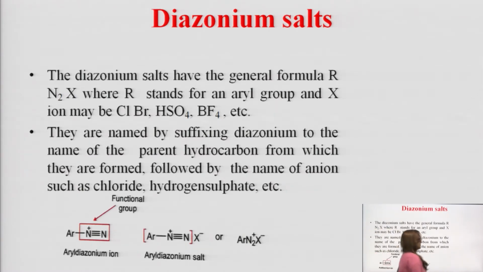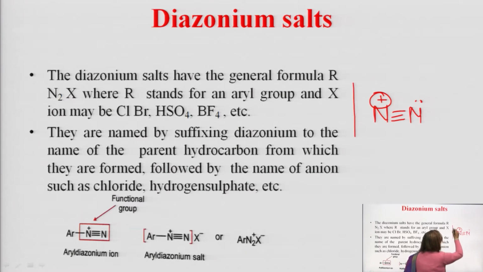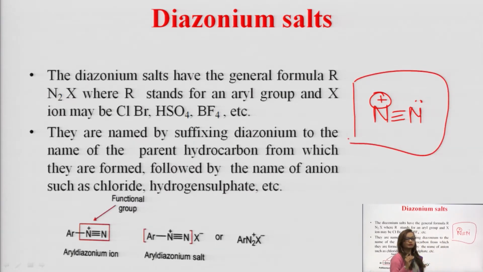In very simple language, if you hear the name diazonium salt, what is it? The diazonium salts have the general formula RN2X, right? Forget it. What is diazonium? The main thing is you must be familiar with what diazonium is. Diazonium is N triple bond N, with a positive charge on the nitrogen atom. This is the diazonium group.